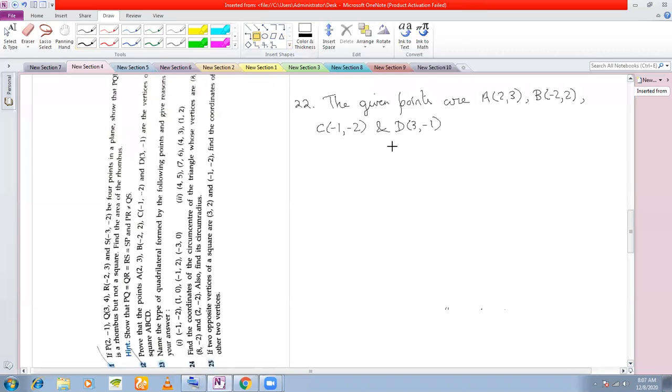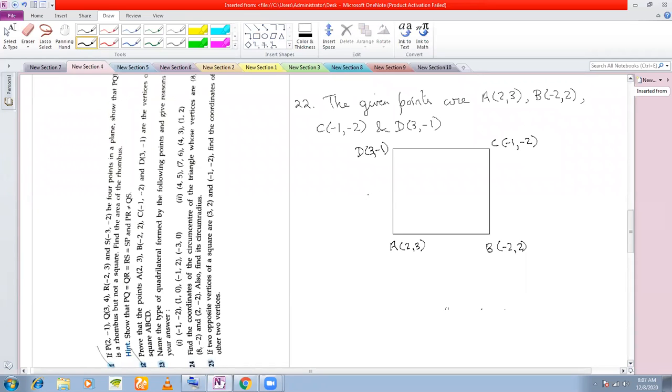Let us draw a rough quadrilateral looking like a square. But actually it may not be a square because we don't know that till now. We need to show that this is a square. Okay, now how to prove that this is a square?